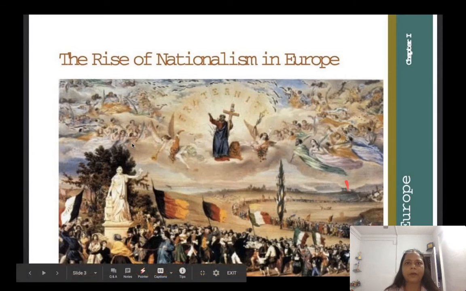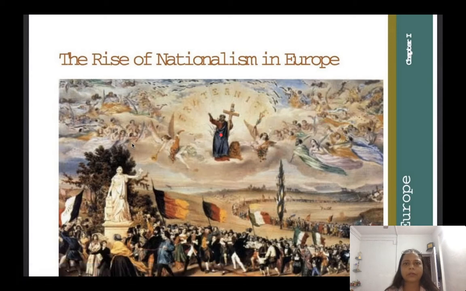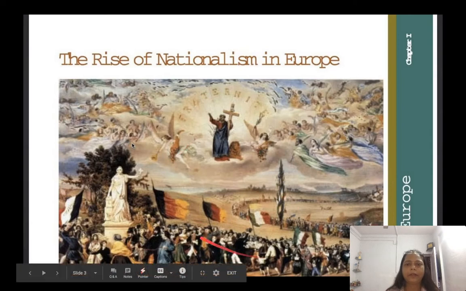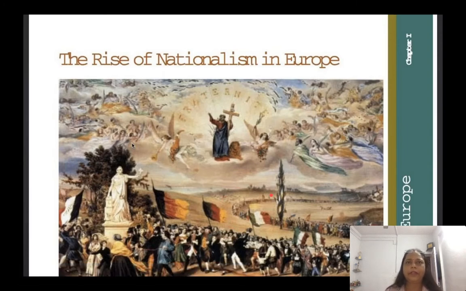From the heavens above, in this picture you can see Christ, saints and angels gaze upon the scene. They have been used by the artist to symbolize fraternity among the nations of the world, right? When they have good relations, you must have heard about the important words or the slogan of the French Revolution. You already have read about the French Revolution.